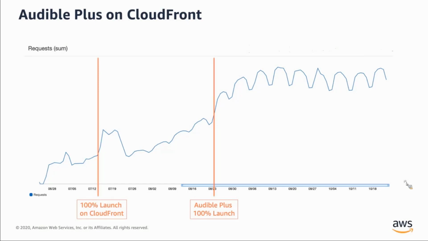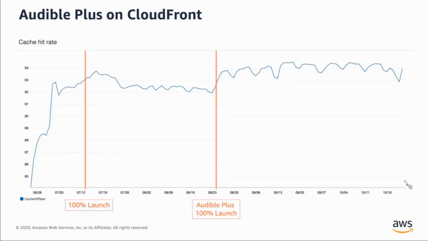Next, here are the cache hit ratios we were able to attain on CloudFront. So at 100% launch, we were doing around 92 to 93% cache hit ratio. But once Audible Plus launched, that actually boosted our cache hit ratio to 94 and close to 95%.